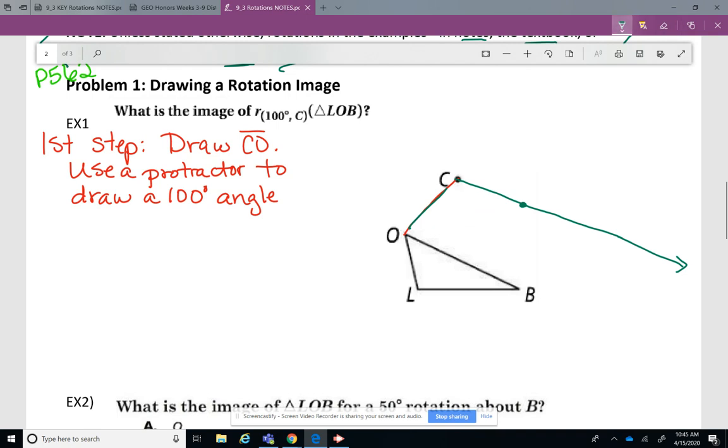I am rotating point O about point C. Okay, now I'm going to erase this little dot, because I'm just looking at the angle. So erase that dot. Okay, now our second step.